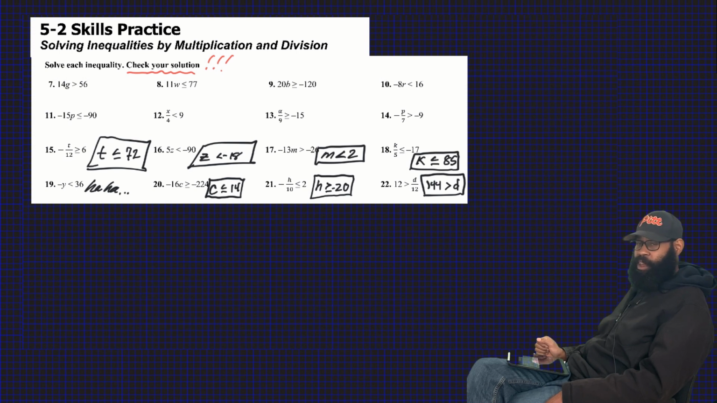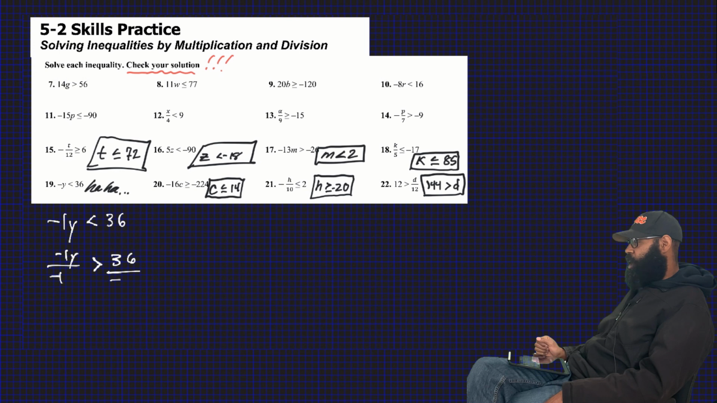And it looks like we're going to go ahead and give you guys -1y instead of just -1. The coefficient is -1. Divide both sides by -1, which now causes me to flip the sign. Positive divided by a negative gives me negative, of course. -1 divided by -1 cancels, so y now is going to be greater than, already flipped the sign, -36.